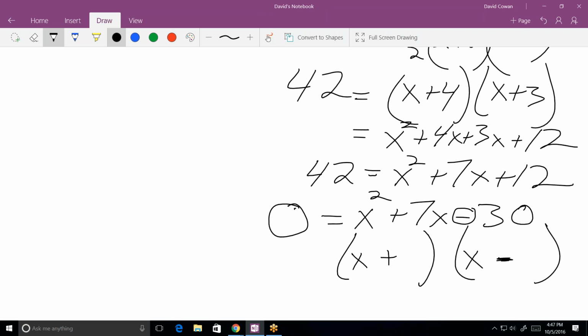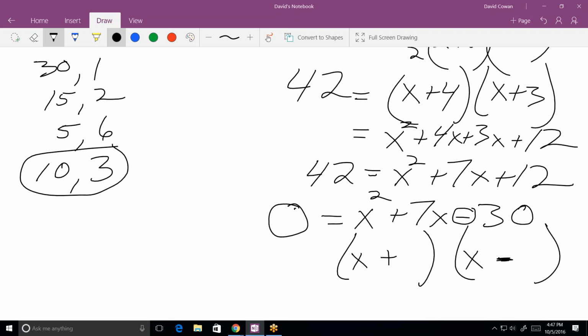Well, what factors of 30 subtract to 7? Well, there's 10 and 3. Perfect. Now, where does the 10 go and where does the 3 go? It'll be the x plus 10 and then x minus 3. Yeah, the larger of your two factors that you found goes with the sign of the middle term, which in this case is positive, so the 10 goes there, the 3 goes there.